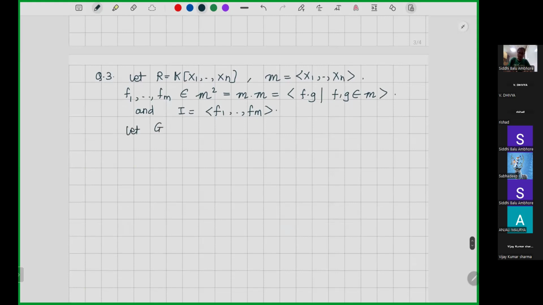And now they are considering G to be a Gröbner basis of I with respect to the graded reverse lexicographic order, or what we call the degree reverse lexicographic order.